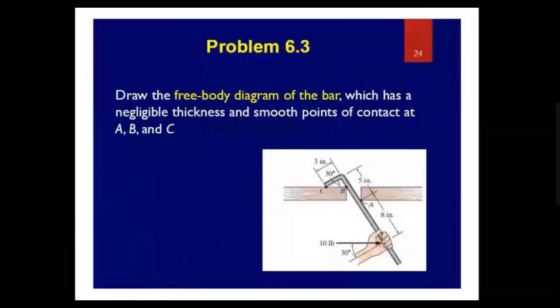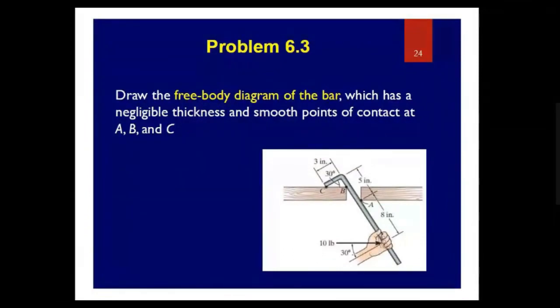Let's look into another problem, problem 6.3. Draw the free body diagram of the bar which has negligible thickness and smooth points of contact at A, B, and C. So this is a bar.